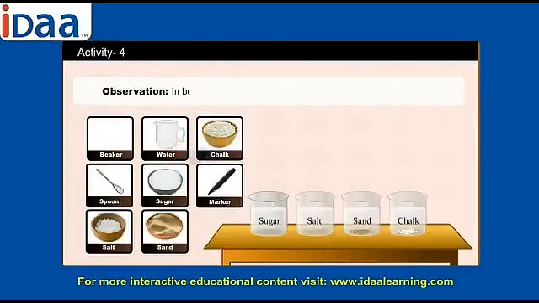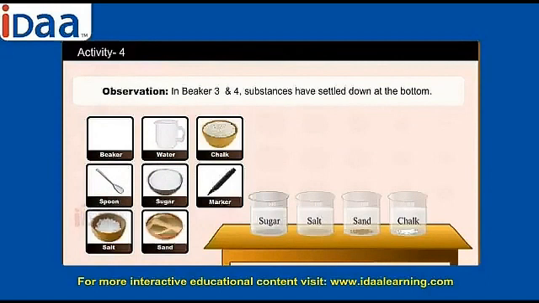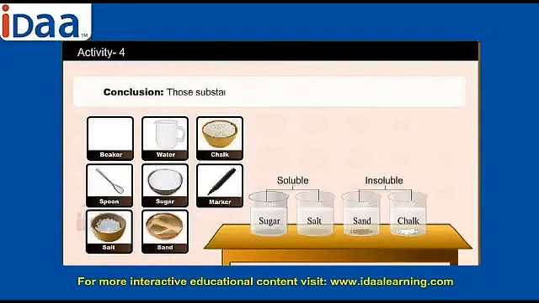Observation: in beaker 1 and 2, the substances have dissolved or disappeared. In beaker 3 and 4, substances have settled down at the bottom. Conclusion: these substances which completely mix in water are soluble. The substances which do not mix in water are insoluble.